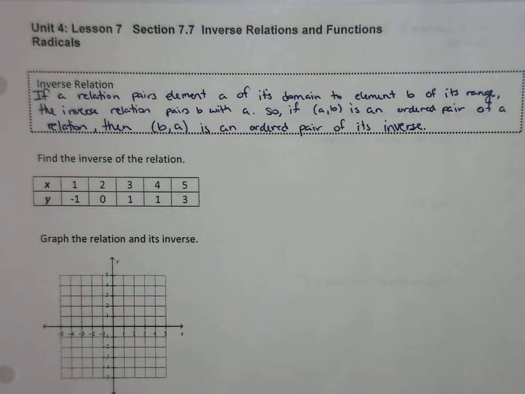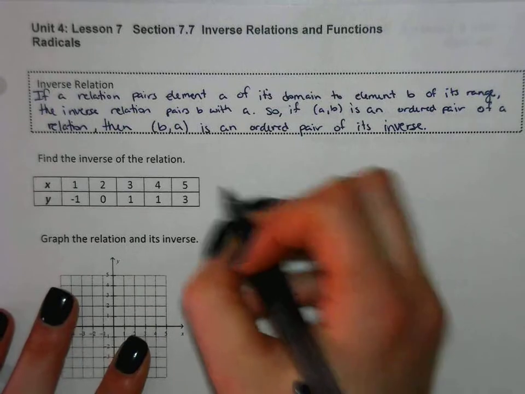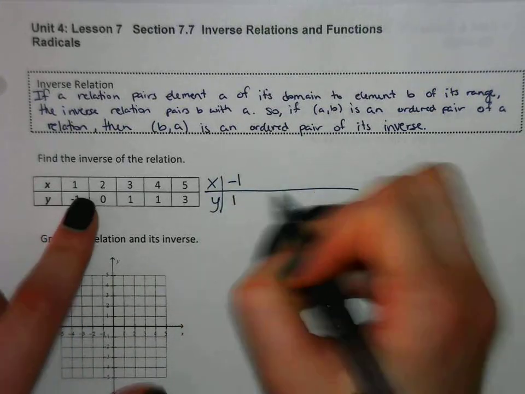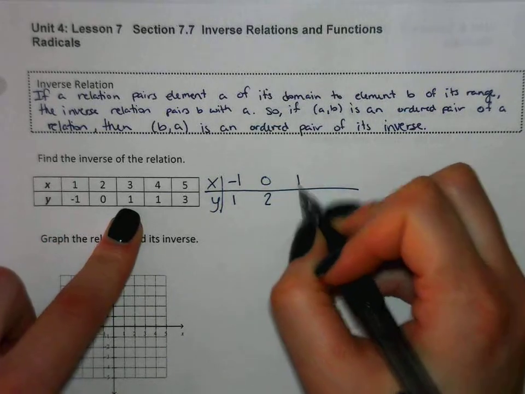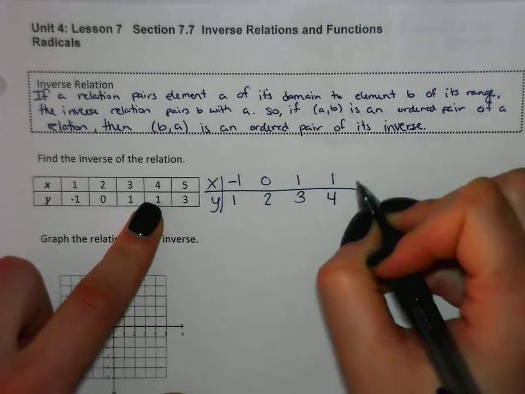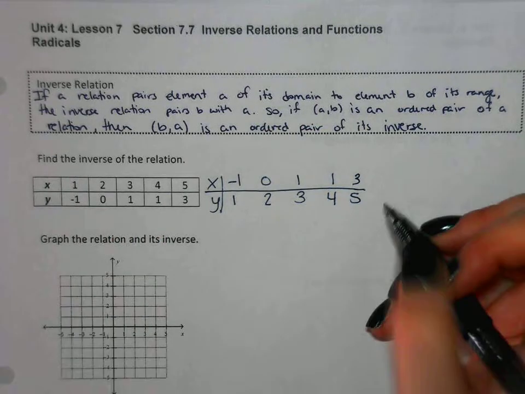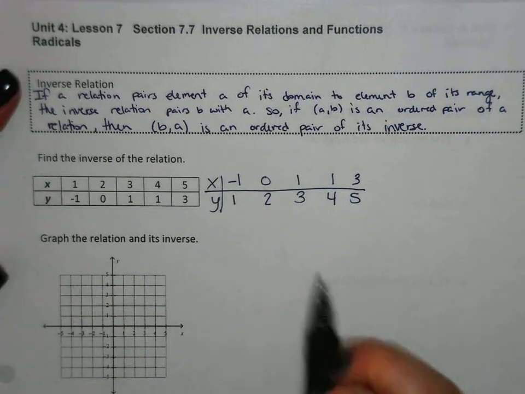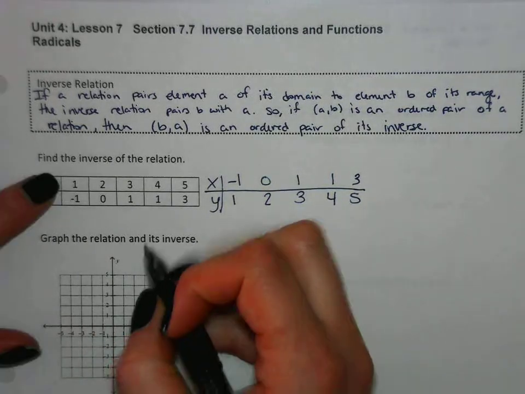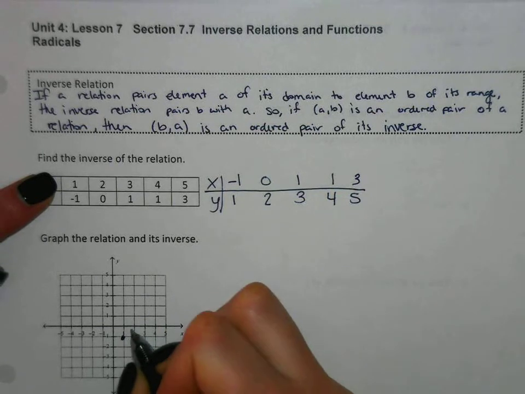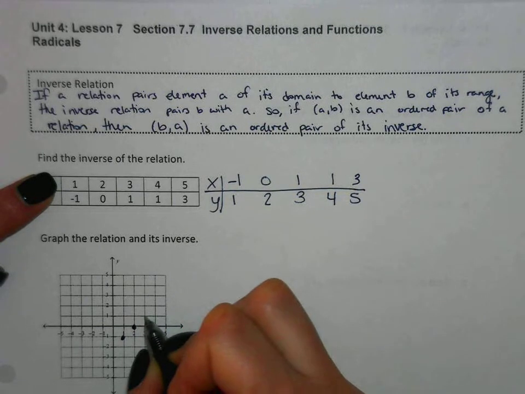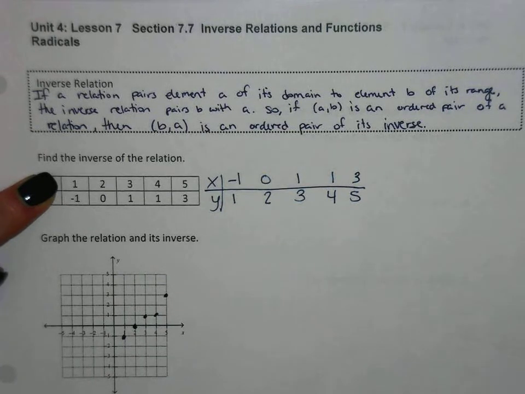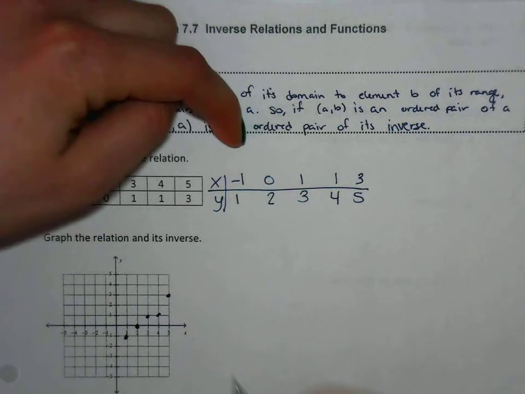So let's find the inverse of this relation. If this is x, this is y. So that means this becomes (-1, 1), (0, 2), (1, 3), (1, 4), and (3, 5). So now let's graph our relation and our inverse. With our relation, we have (1, -1), (2, 0), (3, 1), (4, 1), and (5, 3). So now let's graph our inverse.